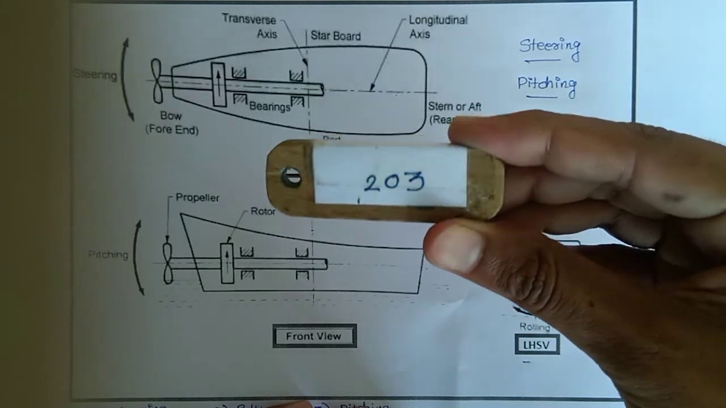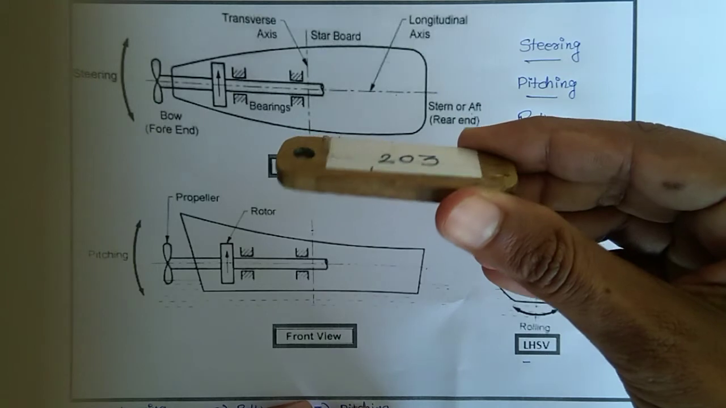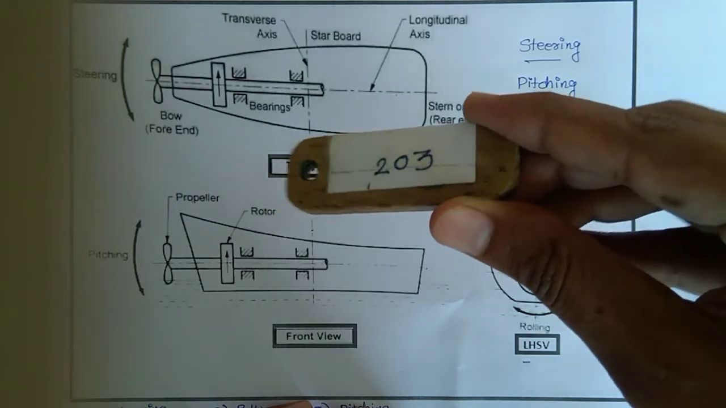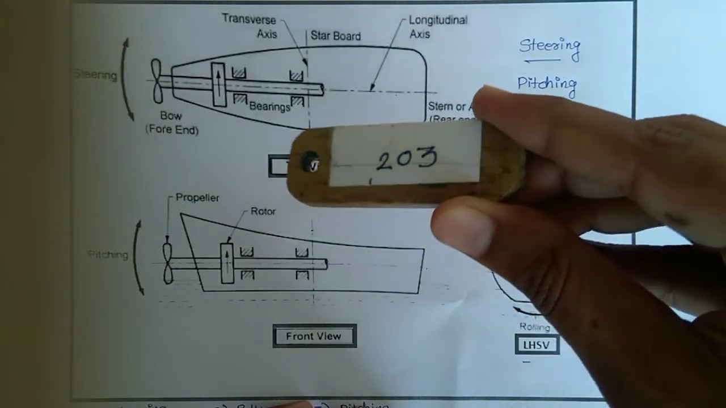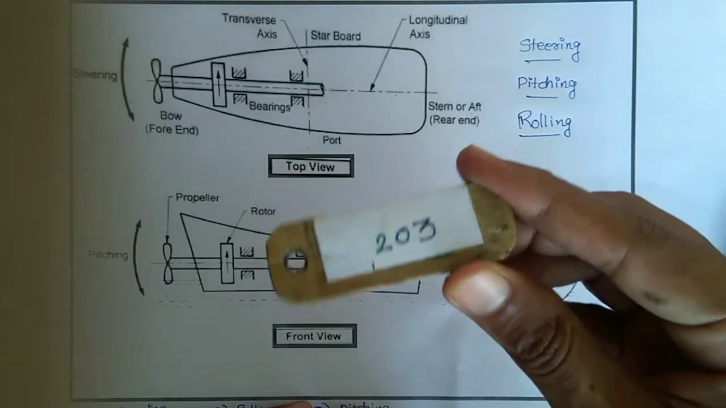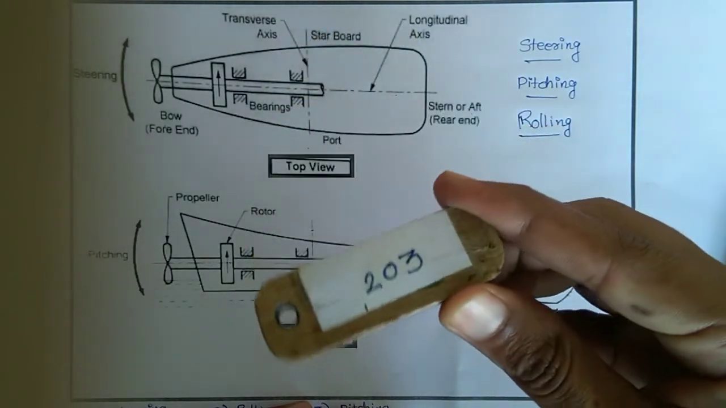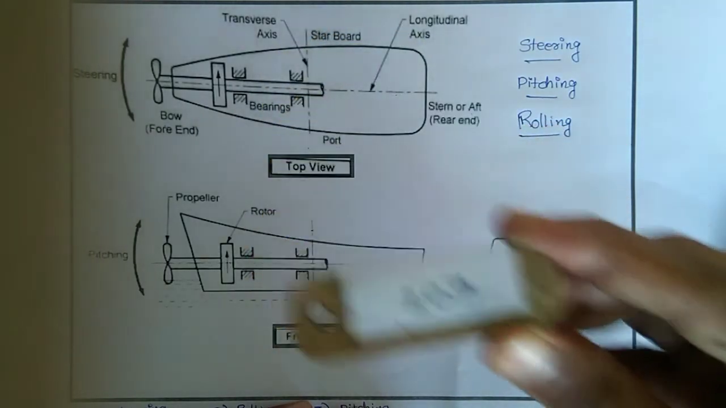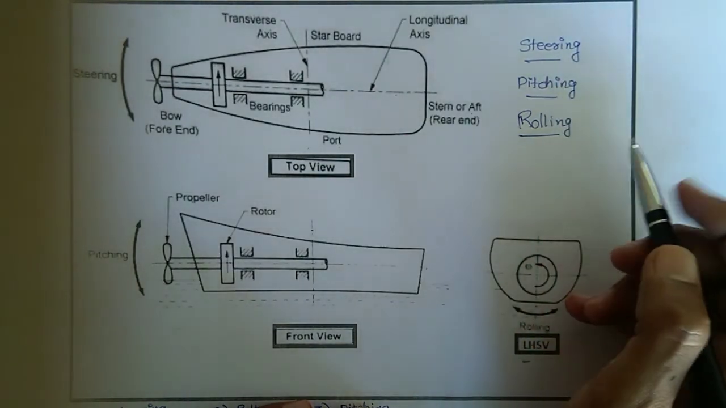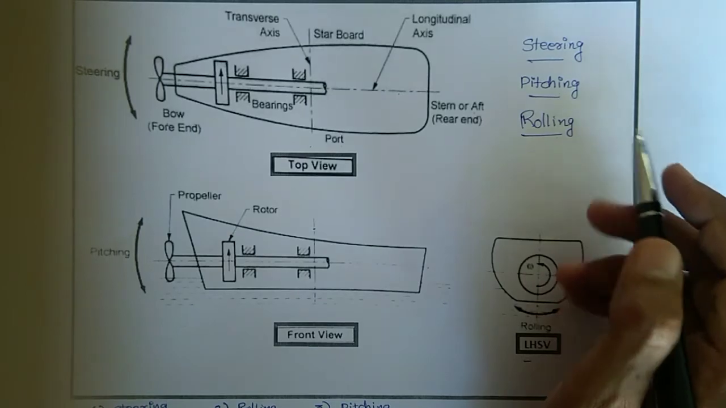So we can say that rolling is always performed about the longitudinal axis. Pitching is always performed about the transverse axis, and steering is always performed about the vertical axis, that means the precessional axis. This is steering. I hope you understand the concept of steering, pitching and rolling. Now let us see some cases.